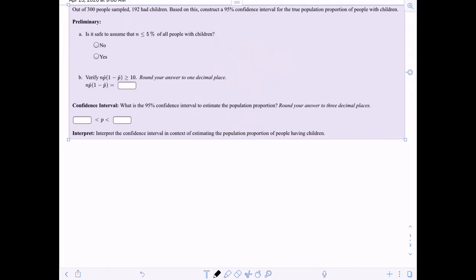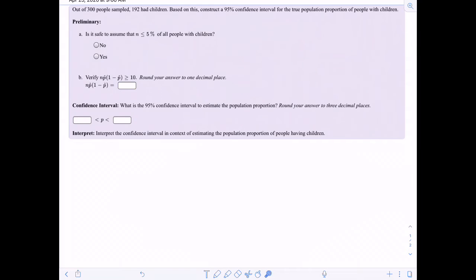Hi, so in this example, we're going to determine a confidence interval to estimate a population parameter of a proportion. When the population is not given to be normal, we have to go ahead and fulfill this preliminary. So let's see what kind of scenario we have. Out of 300 people sampled, 192 had children. Based on this, construct a 95% confidence interval for the true population proportion of people with children.